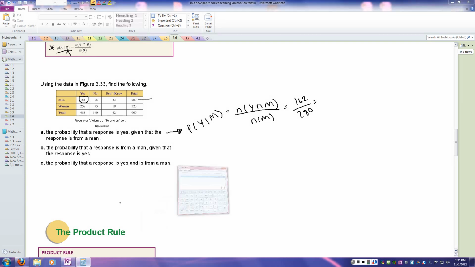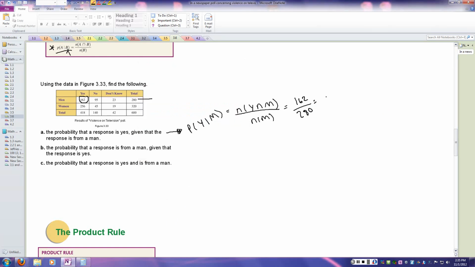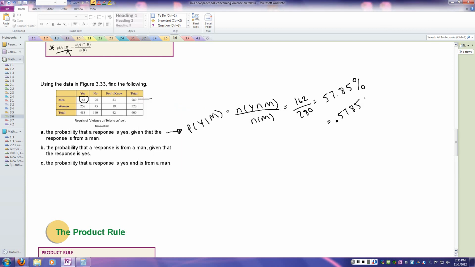So if I plug this in my calculator, I have 162 divided by 280, and I get 57.85, so 57.85%, depending on if they want it in a percent or not. If they don't want it in percent, 0.5785. Round your decimal to a given amount. So we'll put 7. If it asks to round your decimal, you know how to do that. If they ask you to put it in percent, you move the decimal 2 places. These are the same answers. So 57% of men think television is too violent.